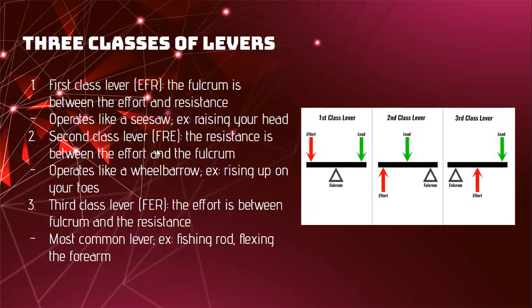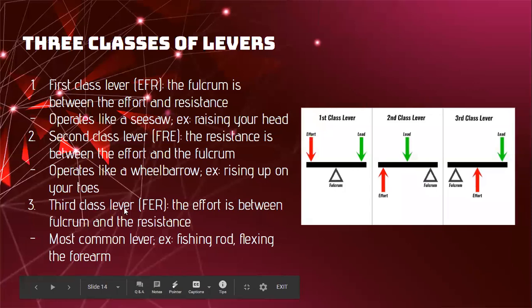Then we have the second class lever, which is when the resistance is between the effort and the fulcrum. You can see here the fulcrum is all the way on the right, the resistance is in the middle, and the effort is on the left. It operates kind of like a wheelbarrow. You have to lift up one of the sides to wheel a wheelbarrow. An example of a second class lever in your body would be rising up on your toes. Standing on your tippy toes is like a wheelbarrow because you're lifting one part of your foot up.